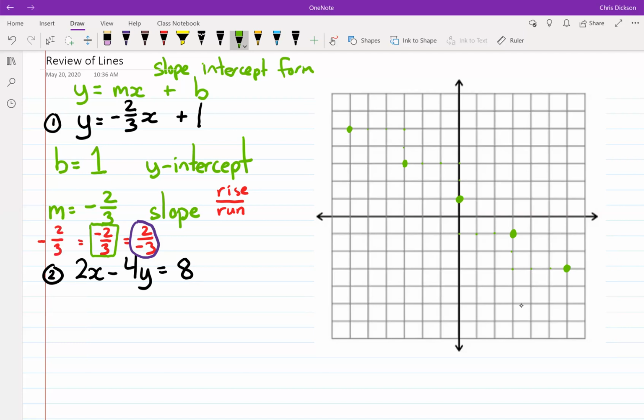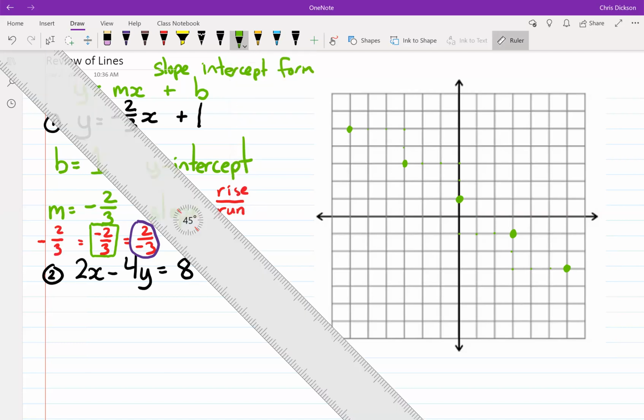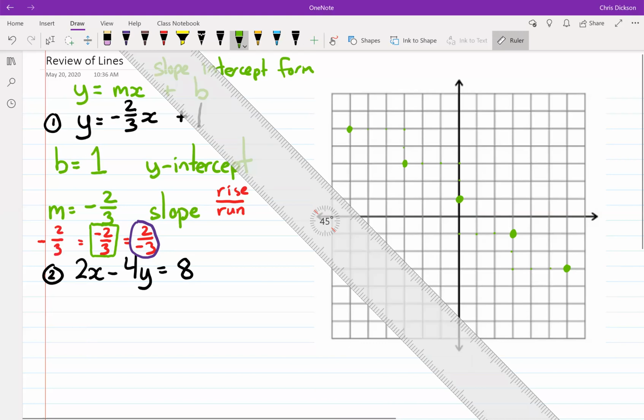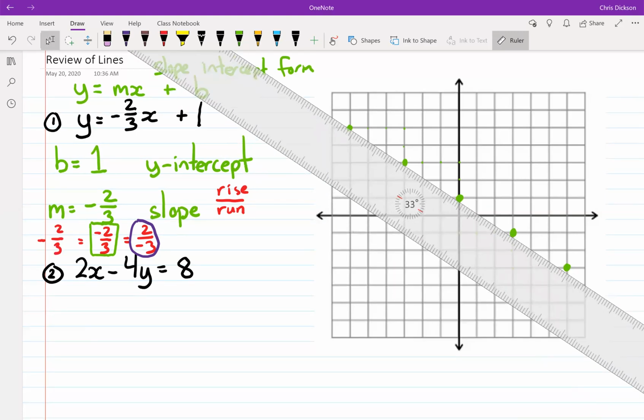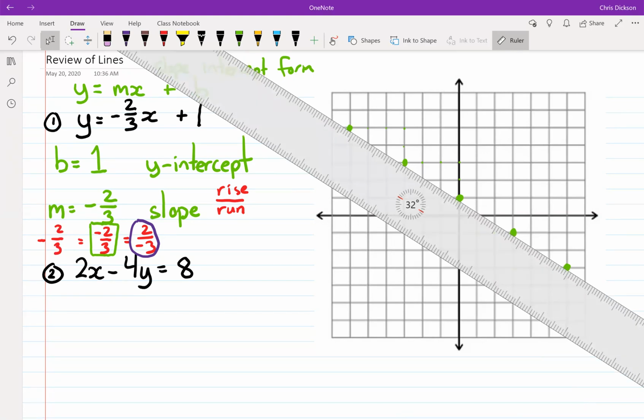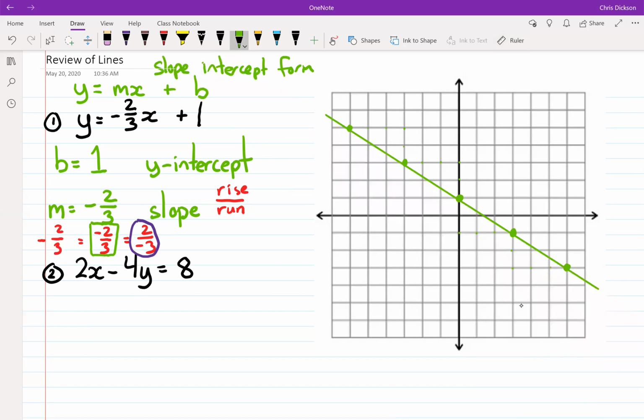I'm going to draw my line now. So I've got a bunch of points, and they all seem to follow this linear shape. And we get that line. So slope of -2/3, and a y-intercept of 1. Sorry.